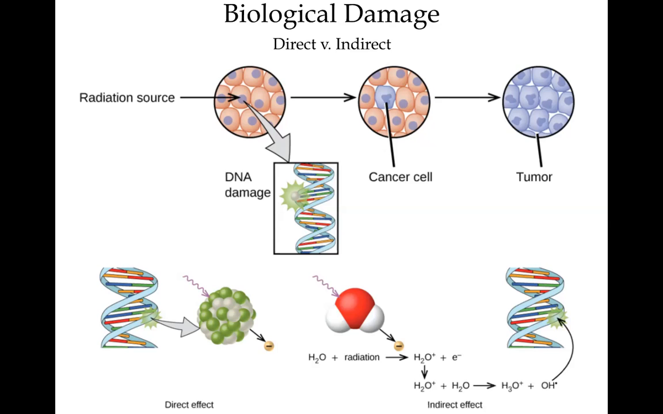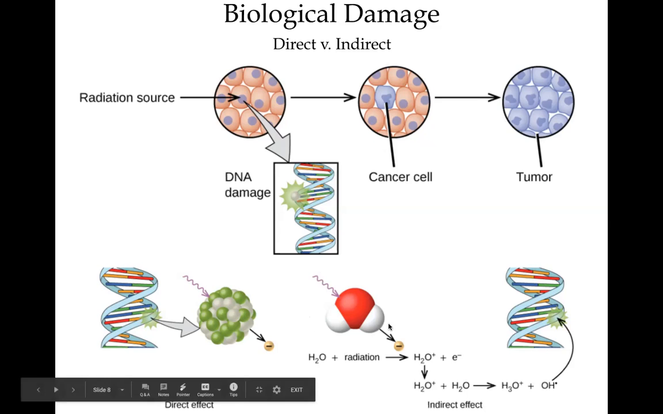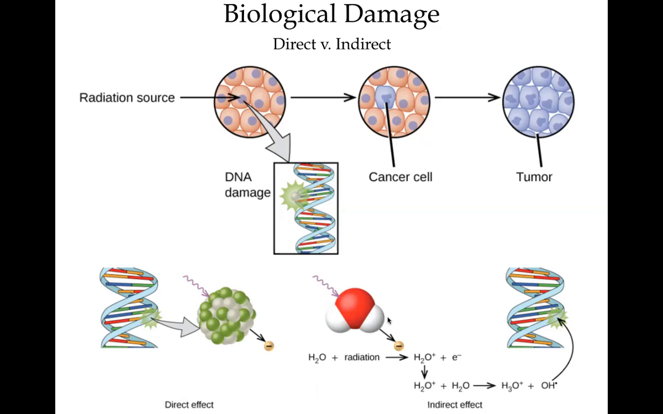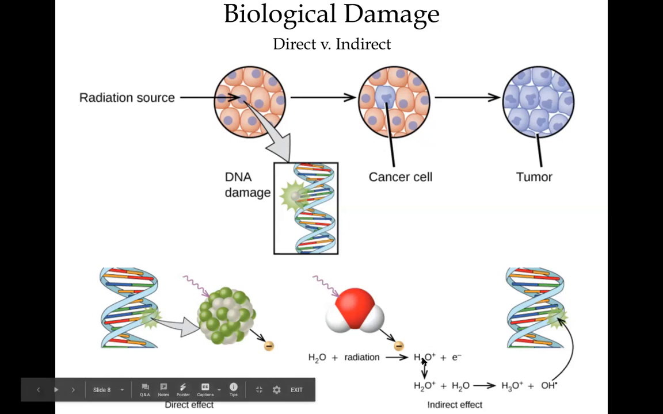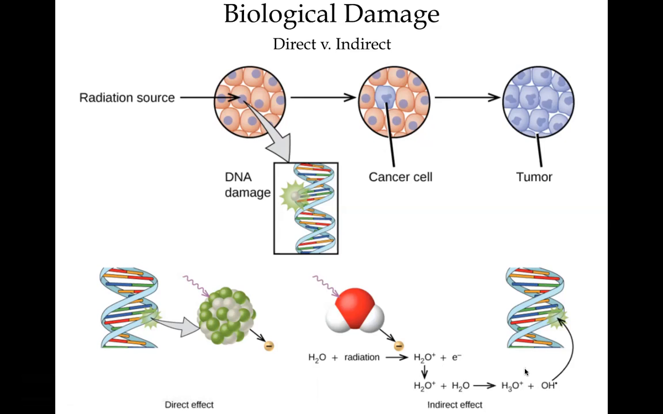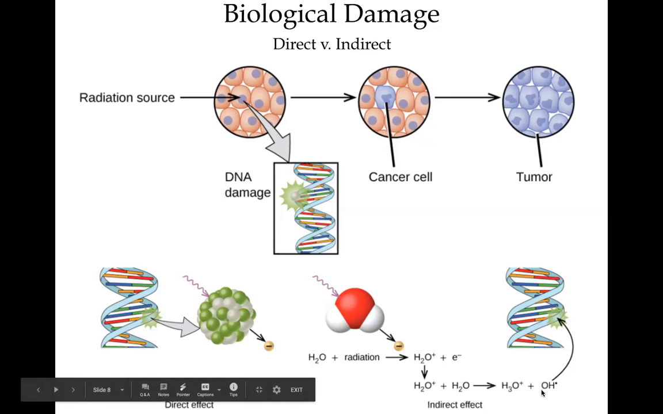Now, what's an indirect effect? Well, this ionizing radiation can come into contact with the water in your body. And when it does, it can ionize that water. It can kick off an electron and form an ionized water molecule, H2O+. And this ionized water molecule will then interact with a nearby normal water molecule, and it will form, as a result, H3O+, or hydronium ions. And as a result of that happening, it's going to then leave this byproduct of this hydroxide radical.